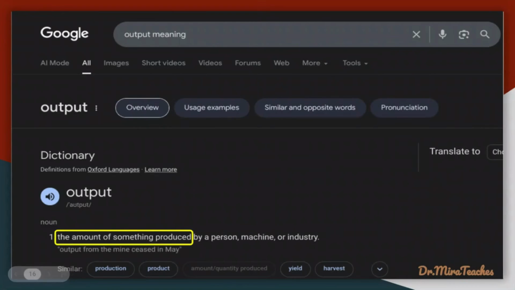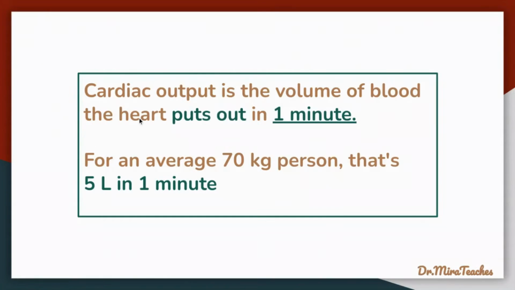Now let's look in the dictionary. The definition of output is the amount of something produced by a person, machine, or industry. So the key word here is amount. The amount of something produced by a person, machine, or industry. Remember, the heart is a machine. Now, we saw that the output of the heart is blood, right? But we do not say heart output. What we say is cardiac output. We don't say heart output, we say cardiac output.